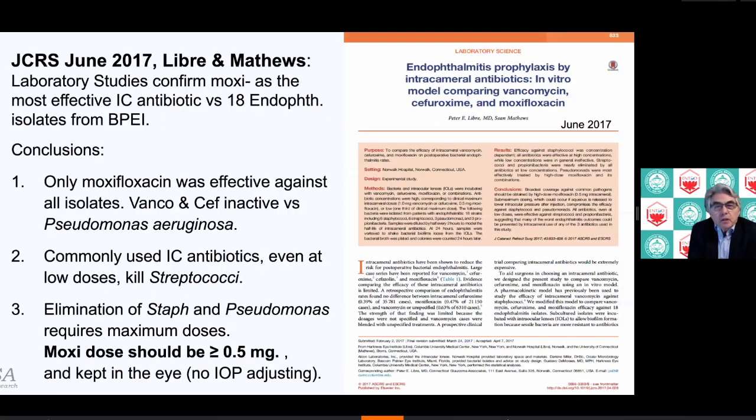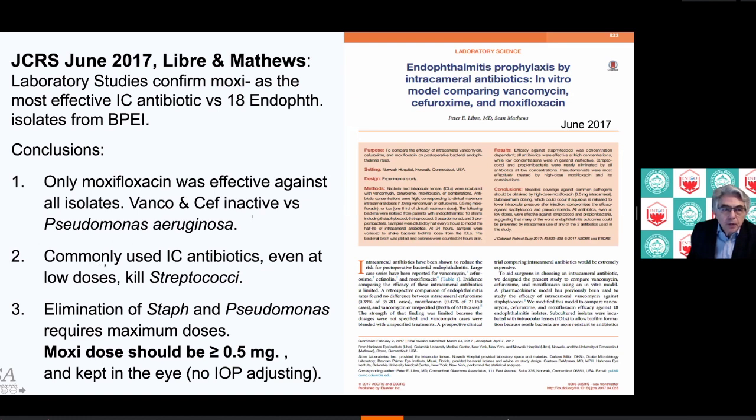So if you want to look at this and see if it has any validity, you look at the literature and see if there are papers showing validity of these drugs. In 2017, Libra and Matthews published a paper looking at endophthalmitis isolates from Bascom Palmer, and they found that only moxifloxacin was effective against all the isolates. Vancomycin and cefuroxime were not active against Pseudomonas.